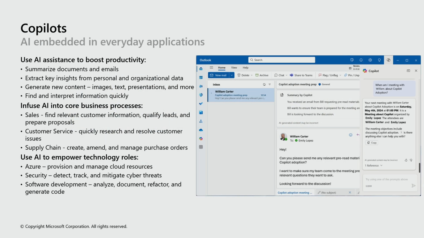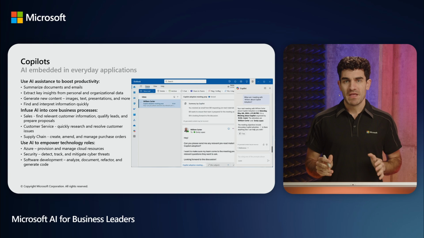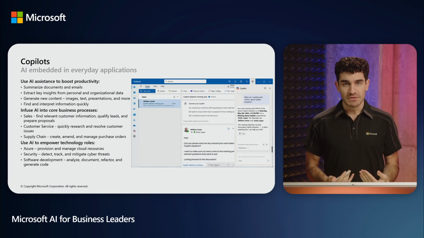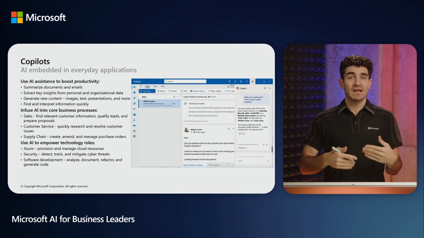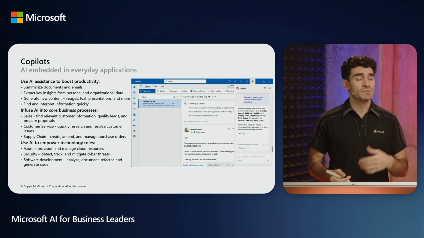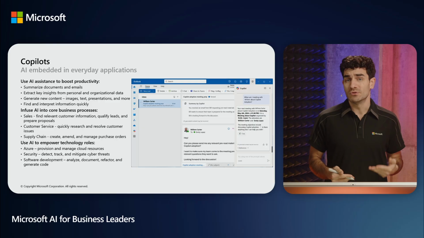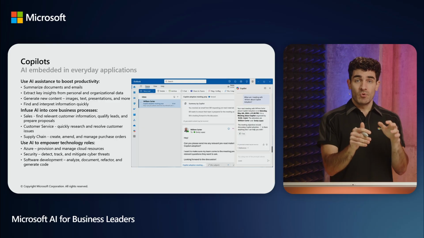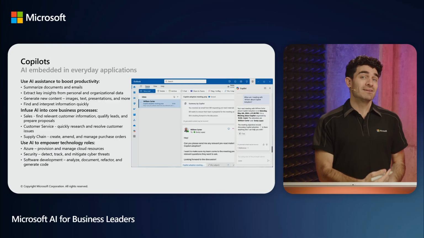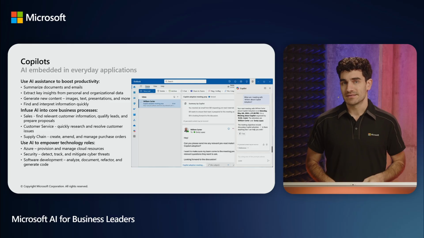Let's start first with copilots. Copilots represent a major shift in how we work. Rather than adding yet another tool to learn, we've embedded AI directly into the apps that we use every day, tools like Word, Excel, PowerPoint, Outlook, and Teams. This means that people can stay in their flow while getting intelligent assistance exactly when they need it.